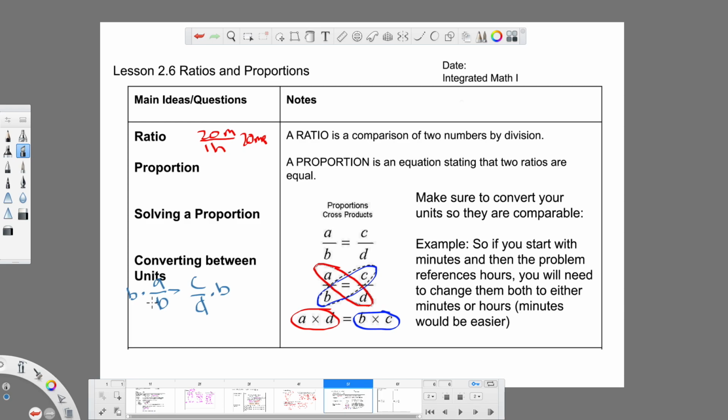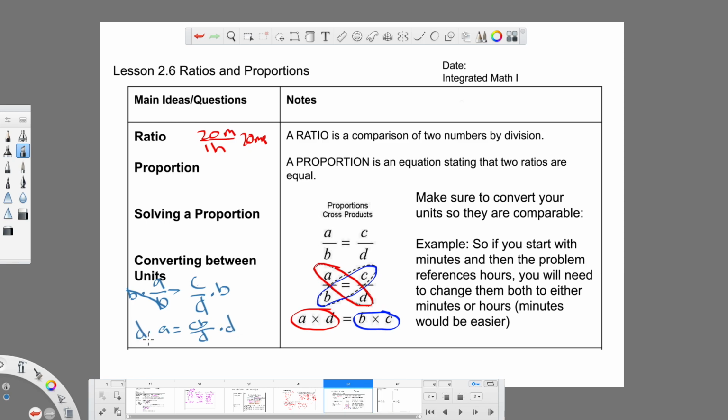B divided by B cancels, and remember, it's multiplication on the top, division on the bottom, so the B gets multiplied by the C. So I end up with A equals CB over D. Well, now I don't want this fraction either. I'm going to multiply by D on both sides.